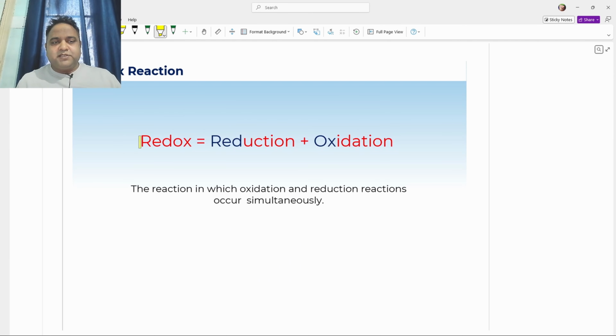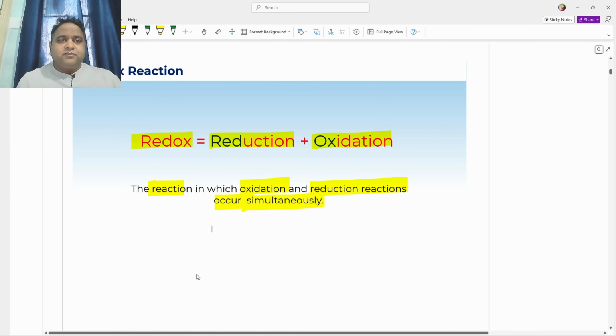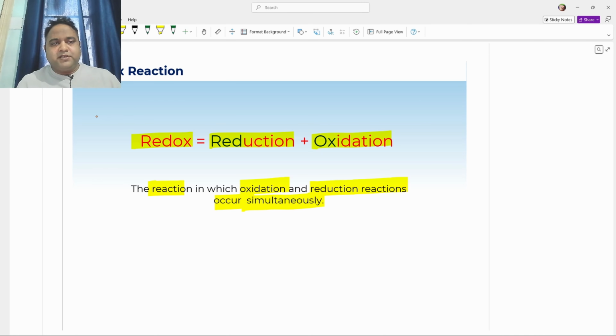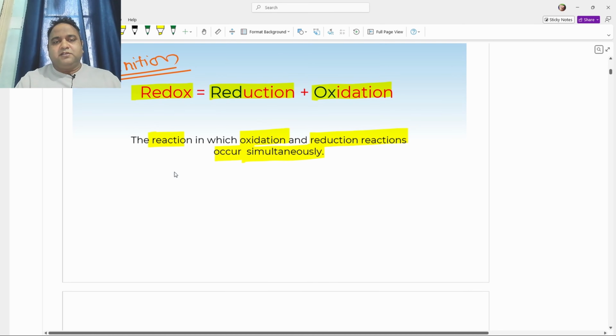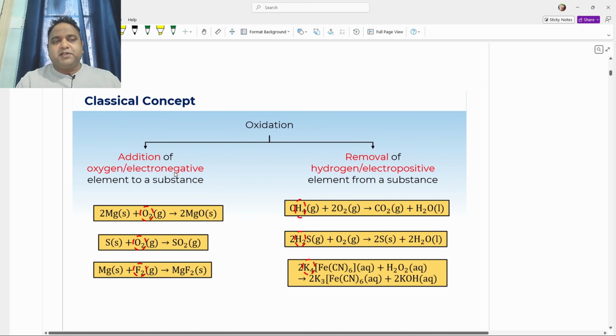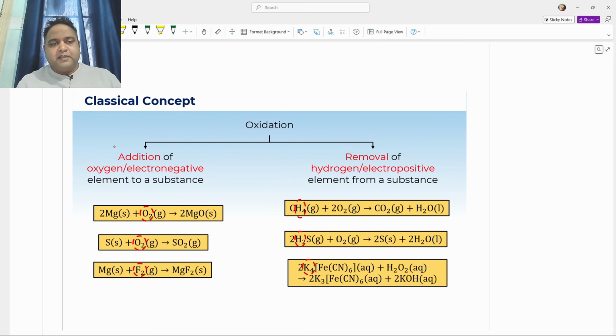I have already explained this. Redox is reduction, and ox means oxidation. The reaction in which oxidation as well as reduction both occur simultaneously is called a redox reaction. This is the definition of redox reaction.